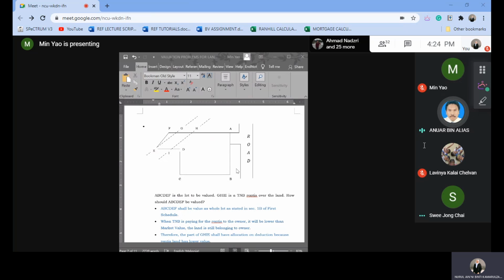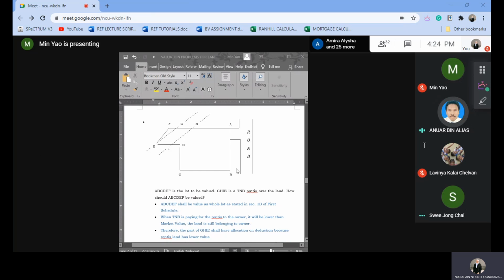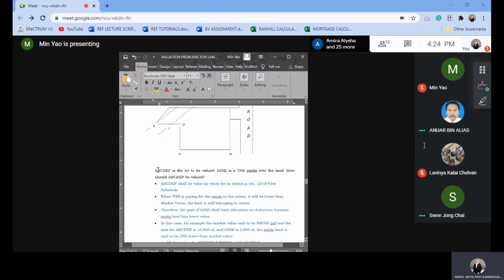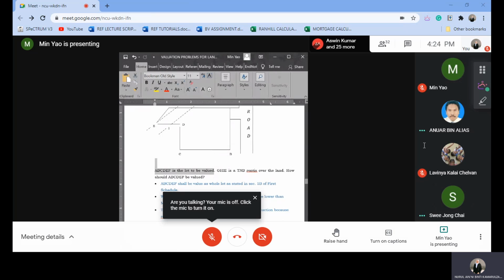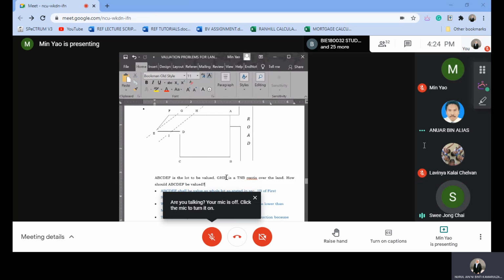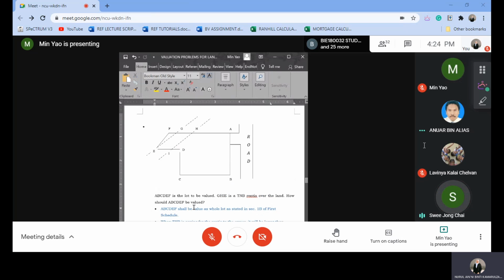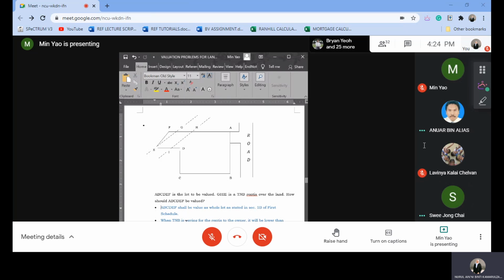Because they acquire A, B, C, D, E, F is the lot to be valued. They acquire the whole land. Right, and read the question properly. So the whole land is being acquired. Okay, then it's okay. Can you see the rationale behind that? I thought only GHDE is being acquired. No, A, B, C, D, E, F.